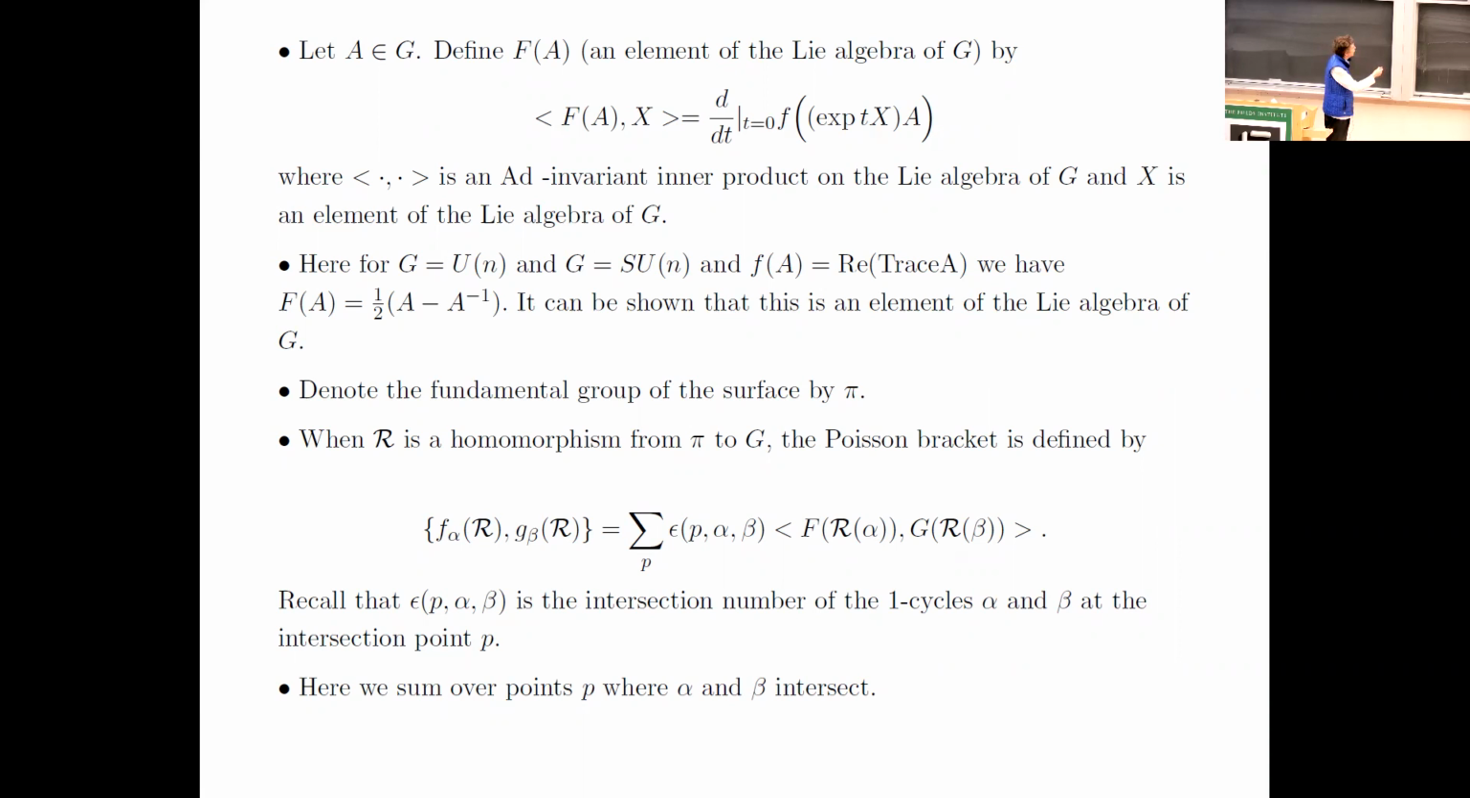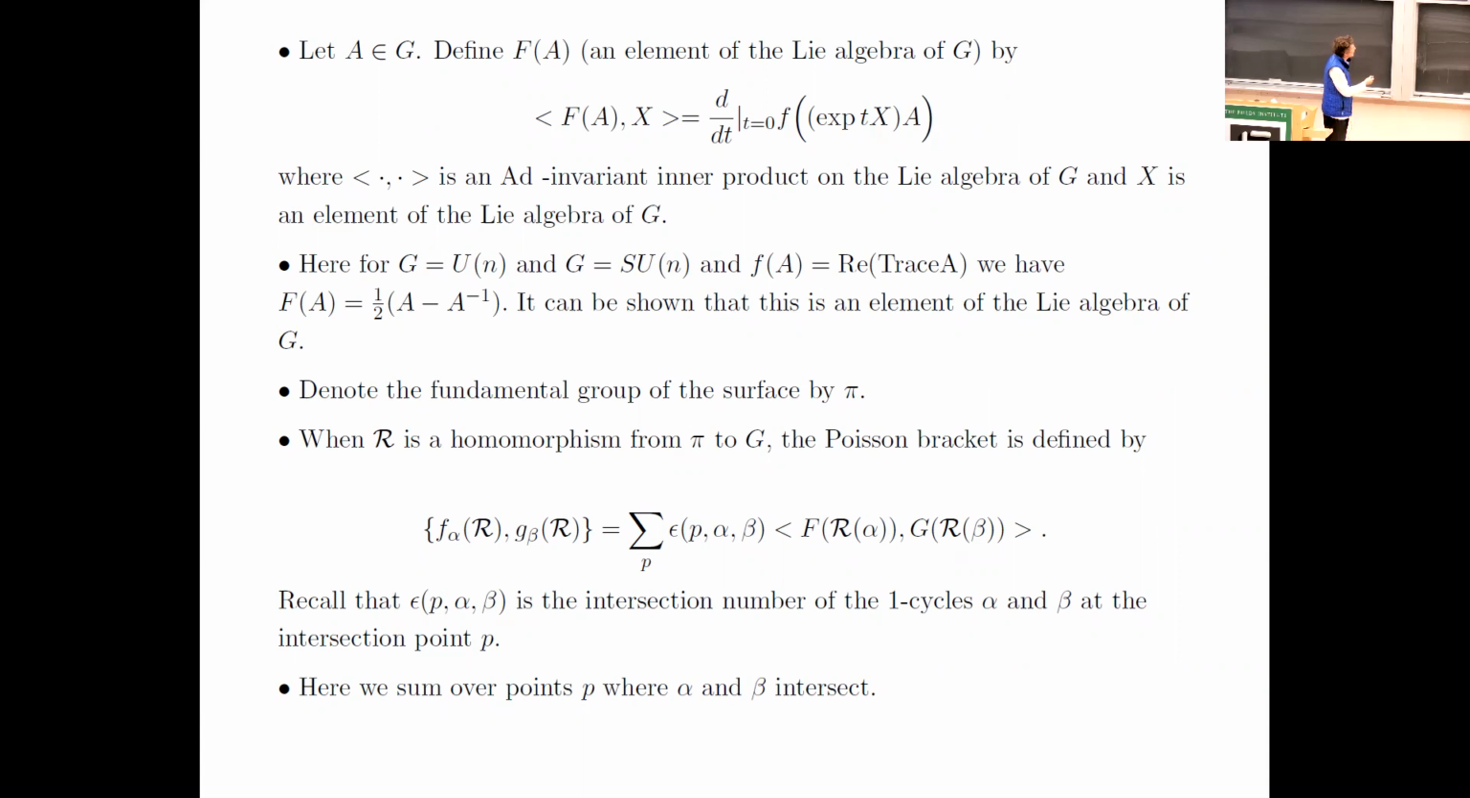So for example, I think that for GLNC, SLNC, you use the trace of A. For the compact groups, U(n), SU(n), little f is the real part of the trace. This function, big F, is (A minus A inverse) over 2. And that is, in fact, an element of the Lie algebra.